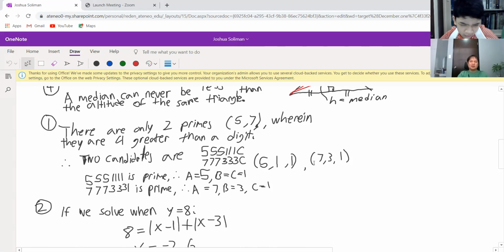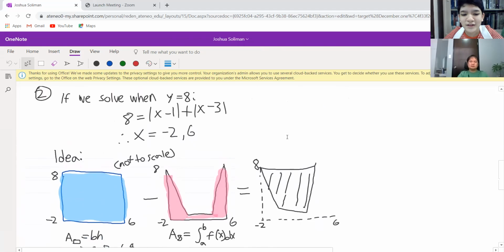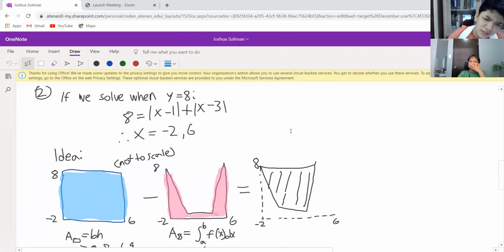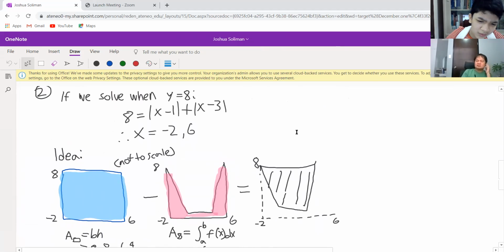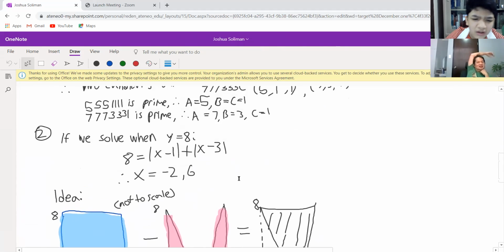Number 2, can you please show what you have there? Number 2 was tricky, so when I was solving this, I found x is equal to -2 and 6, approximating from the graphs. How did you find -2 and 6?